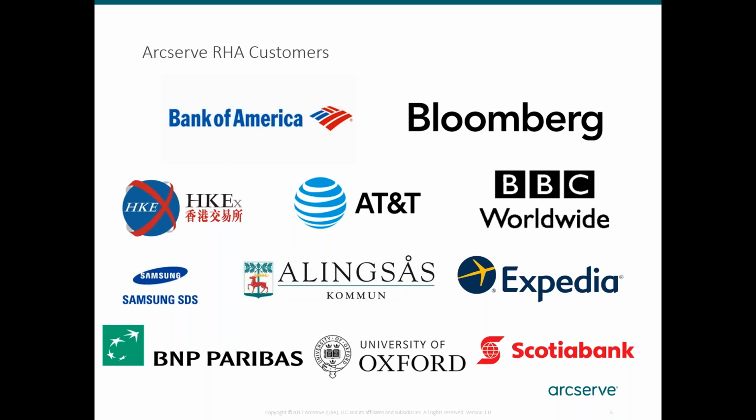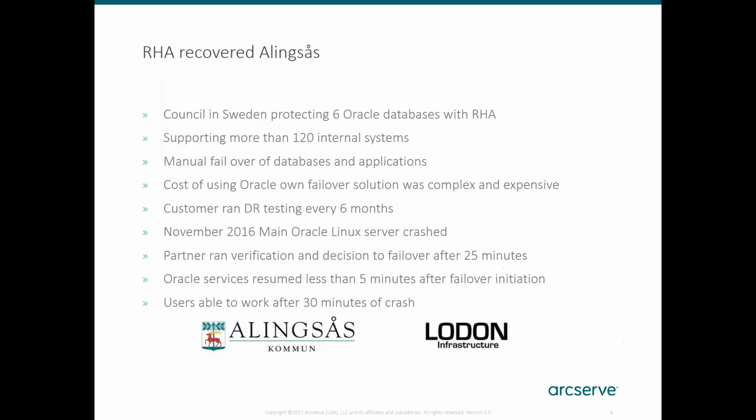It is also intended for the mid-market and even for some of the SMBs. So I'm going to highlight one of these customers, and that's Alingsås. Alingsås is a city council in Sweden, and they have bought RHA specifically to protect their Oracle environment. They have 6 Oracle databases sitting on a single physical server, and they protect it with RHA. That single server is very important for them.